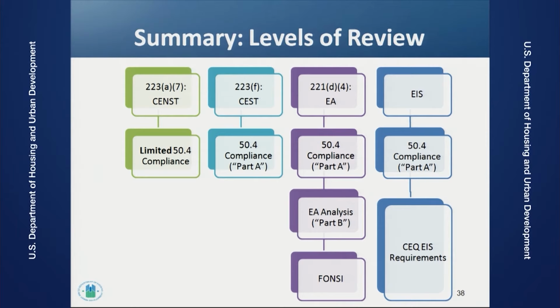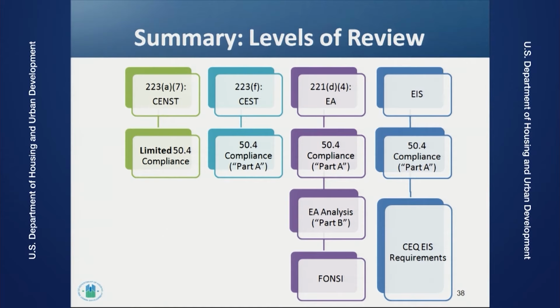So just kind of in summary, this is the requirement for each level of review and program type. 223A7s are categorically excluded, not subject to 50.4, with the exception of flood insurance requirements. 223Fs are categorically excluded, subject to 50.4, so they have to do kind of Part A of the 4128.